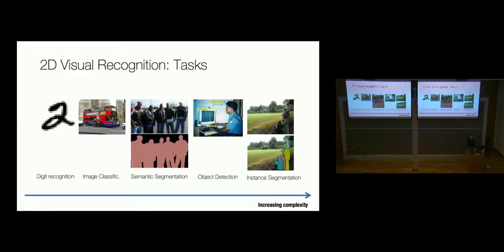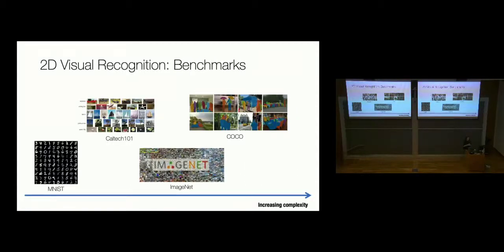So 2D visual recognition has actually received a lot of attention. It started with defining tasks a bunch of years ago, all the way from digit recognition, which assumes that you take an image of a digit and you're supposed to classify it as being 0 to 9, all the way into a lot more complex tasks, such as instance segmentation, where you take as input an image and you're supposed to say how many instances of all object categories are where they are and actually mark the spatial extent. Along with these really nice tasks have come also really compelling and large-scale benchmarks, all the way from MNIST to more complicated benchmarks like COCO.